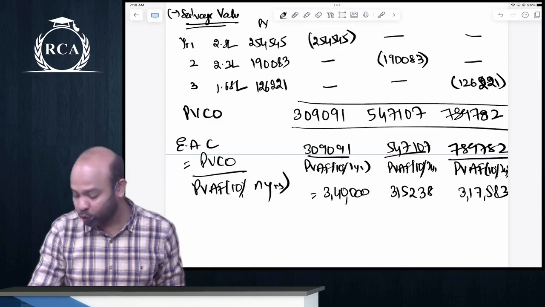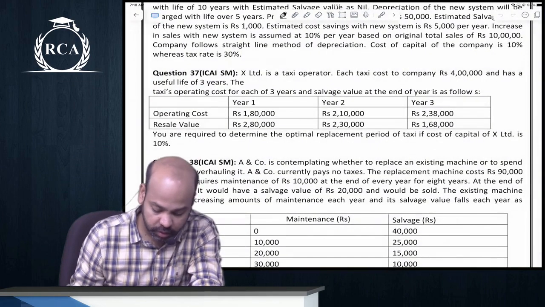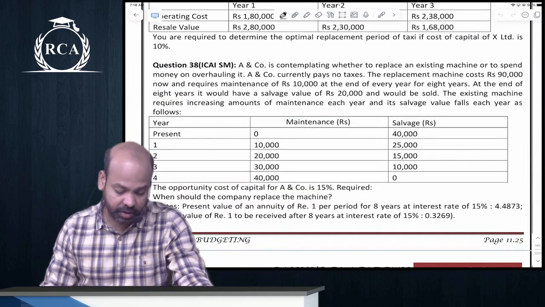You will have to compute what is the effective cost of using the current machine, guys, for different periods. The same question was there in your CA inter, beta.